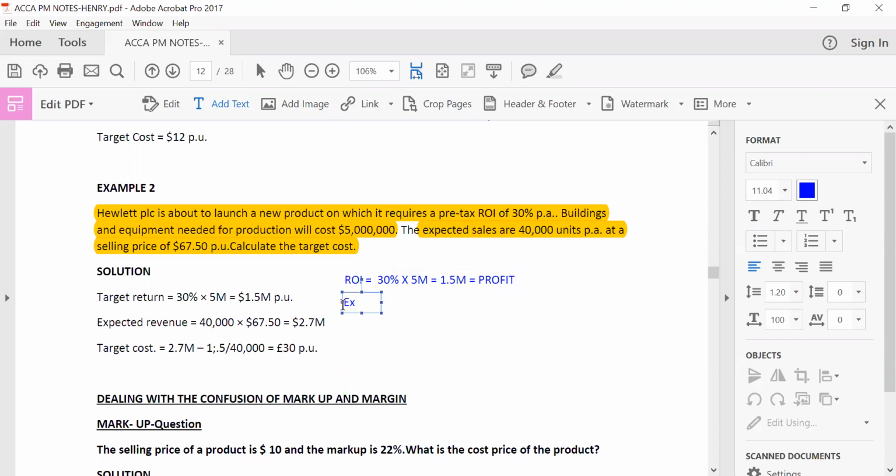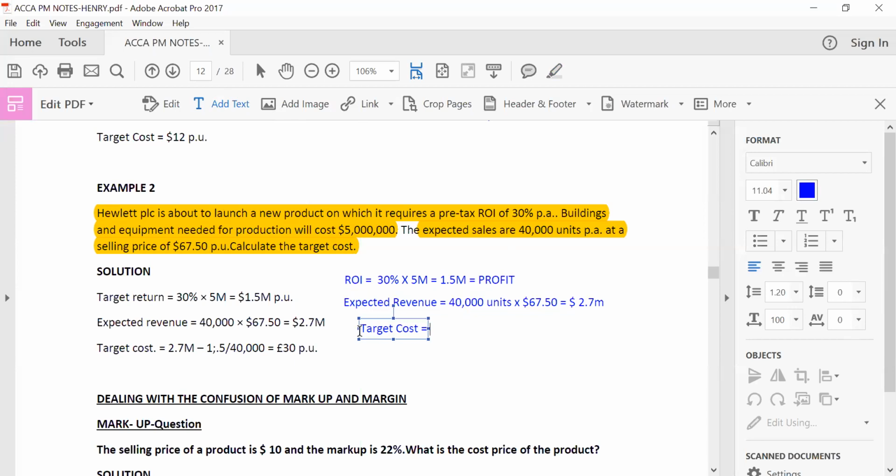So you just say the expected revenue, though the solution is in there, but I still write that. Expected revenue is the number of units we are selling. You can only make revenue on the quantity you have sold. So we are selling 40,000 units. And what is the price per unit? The price per unit is $67.50. At the end of the day, that gives us 2.7 million, right? So now that I have my selling price and I have my profit, I'm in good shape to estimate the target cost.